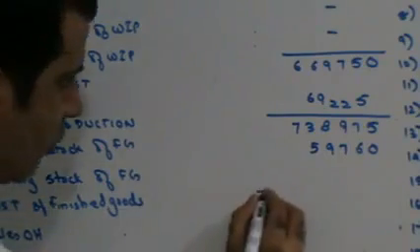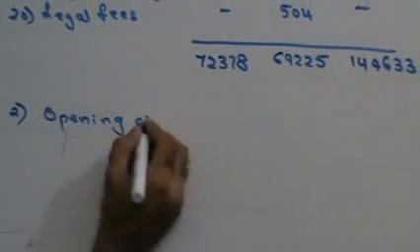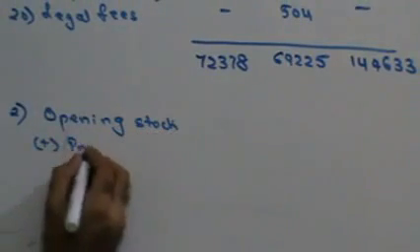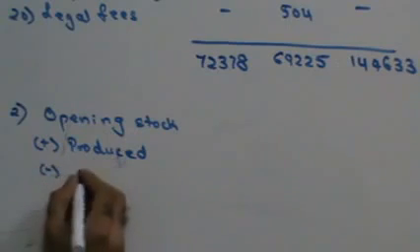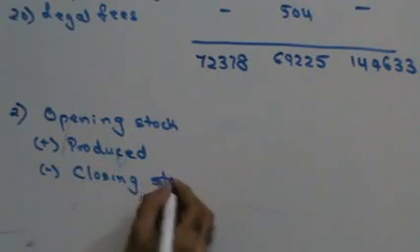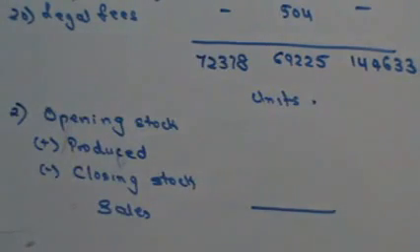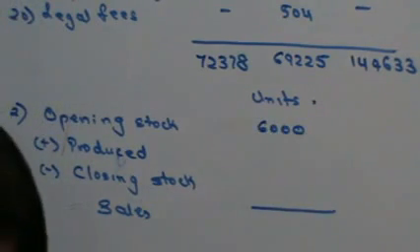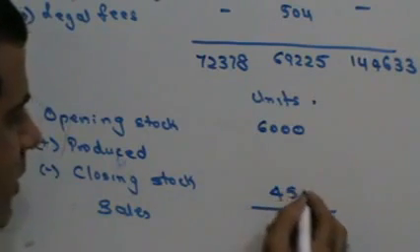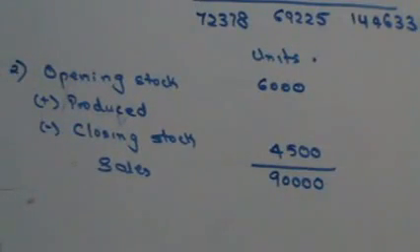If I'm selling 90,000 units, guys, let's see the working note for this. Working note 2: opening stock plus produced minus closing stock will give you sales. Guys, let's check the units out. Opening stock of finished goods is 6,000 units. Please look at your P&L account. Closing stock of finished goods is 4,500 units. Sold is 90,000 units.